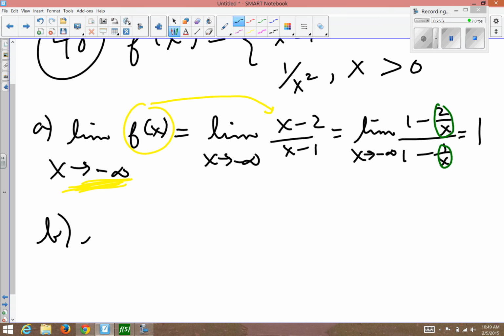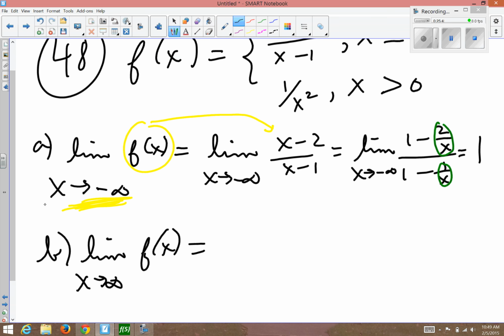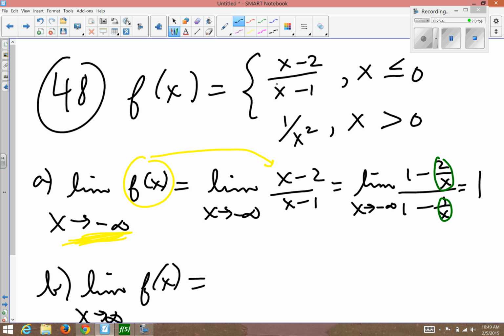Part B, the limit of f of x as x approaches infinity. Well, if x is approaching infinity, then the function is this one. Because if x is approaching infinity, like x is a million, a billion, a trillion, all those x's that I just said are greater than 0. So the f of x for part B is which piece? It's the one I put the purple around. So that part up there is irrelevant for part B.